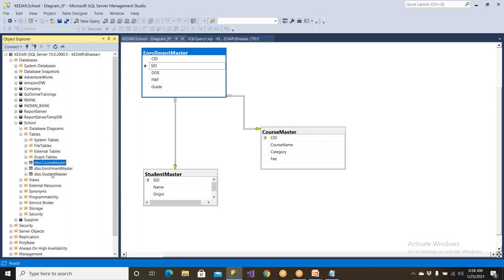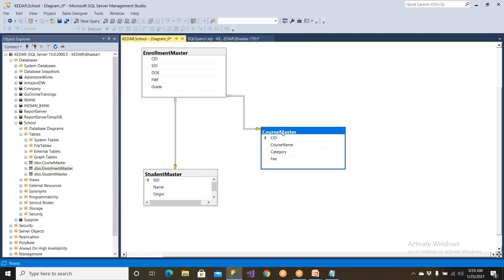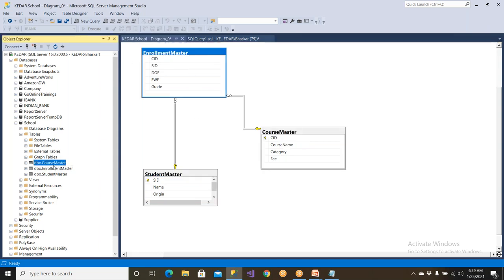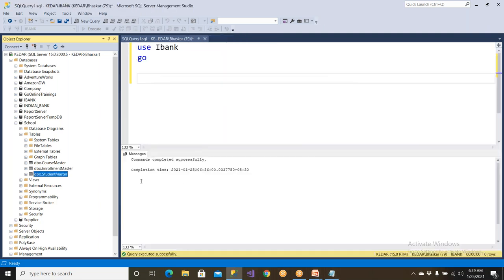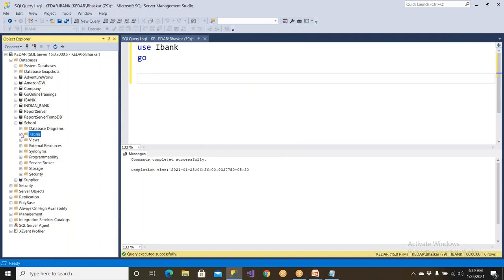So here you will not be able to know whether it is linked to this table or this table, right? So student master is linked to course master or course master is linked to student master, you don't know. So these two tables are linking to this, right? So these are the table names, but how is the linking done? To see the linking, you need to know the database diagram only.